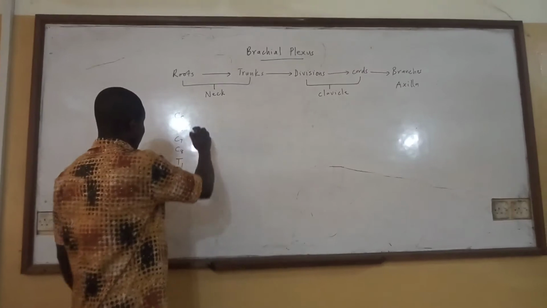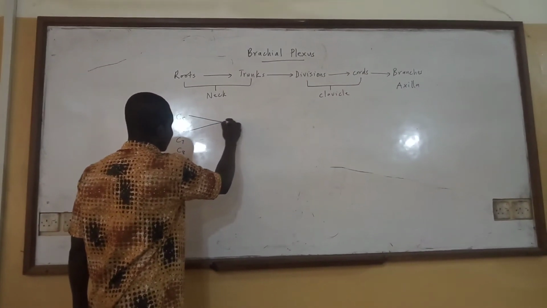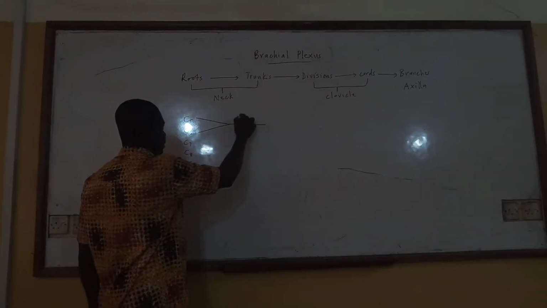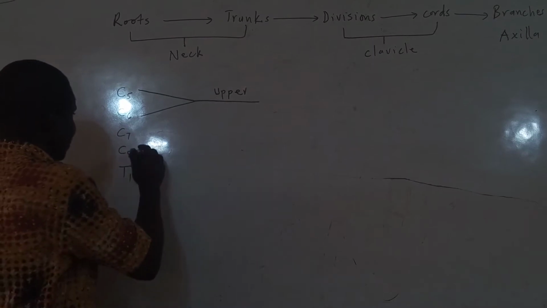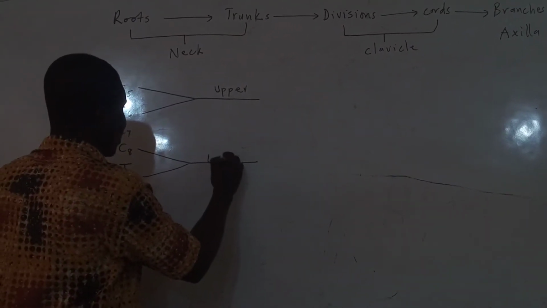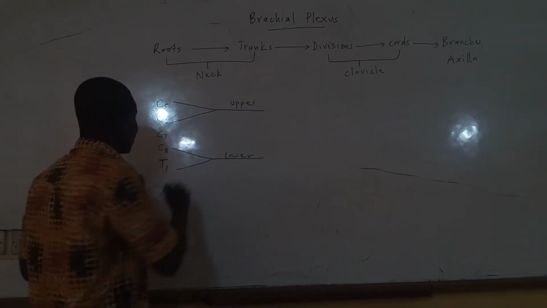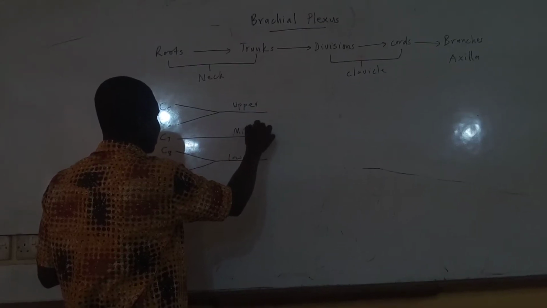Now, C5 and C6 converge to give us what we call the upper trunk. C8 and T1 will converge to give us the lower trunk. Now C7 stays alone to give us the middle trunk.